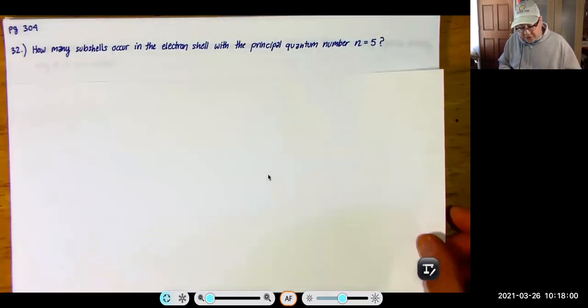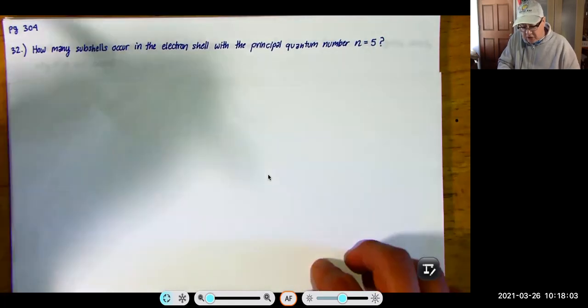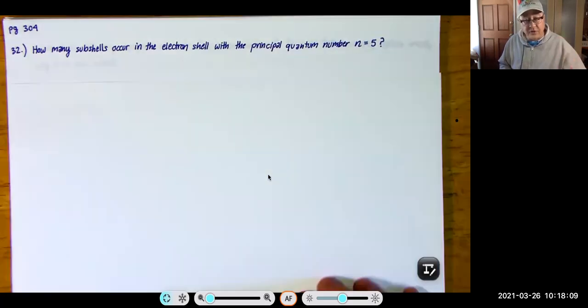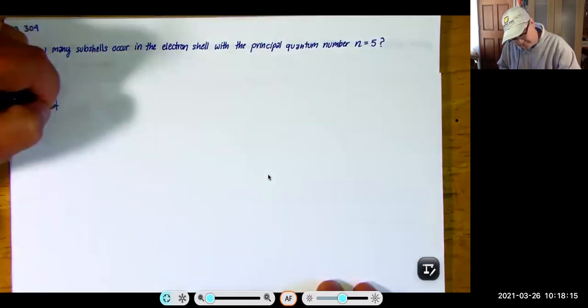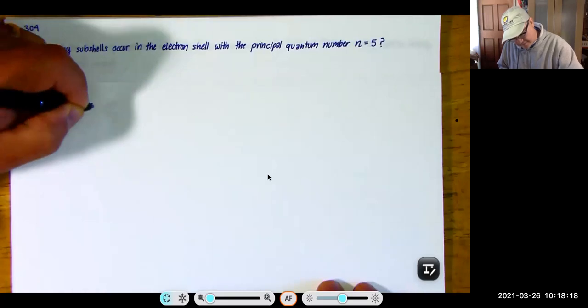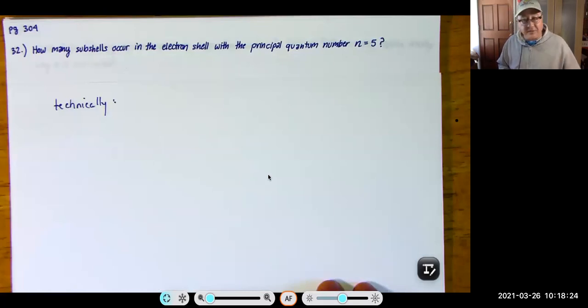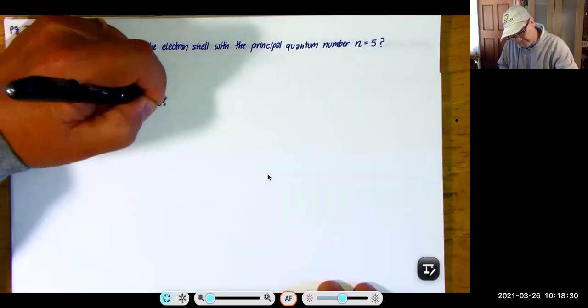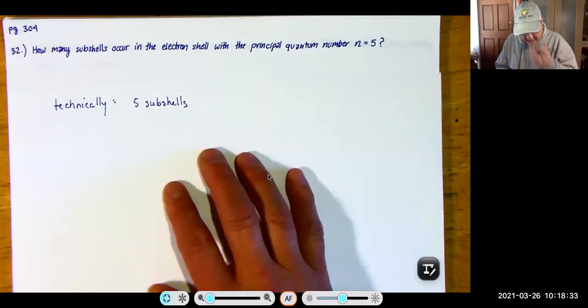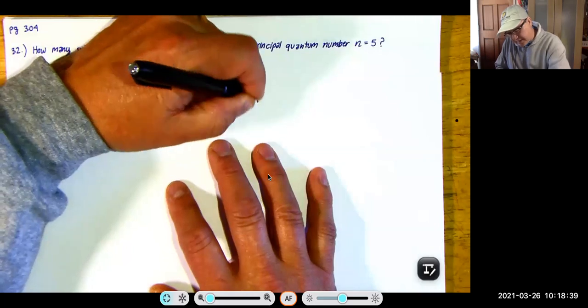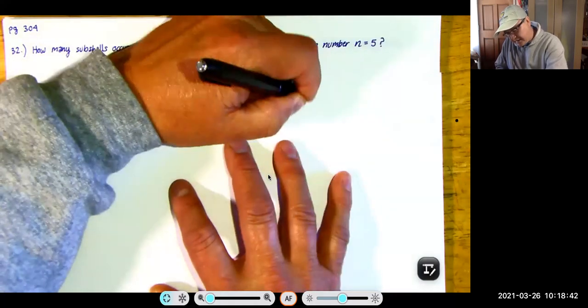Okay, so how many subshells occur in the electron shell with the principal quantum number n equal 5? We're going to answer this from 2 points of view. One point of view is technically. And the answer to technically is that the number of subshells is 5. So how do I know that? The number of subshells in a shell equals the shell number.